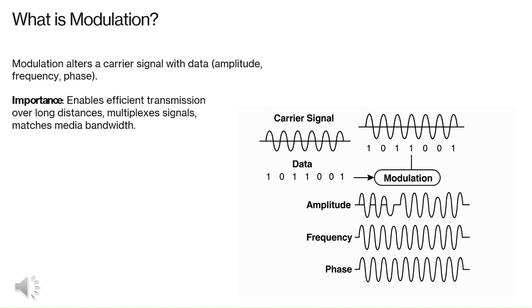This is crucial because baseband signals, raw data, cannot travel far. Modulation also allows multiplexing, matching the media bandwidth and enabling wireless communication. Without it, your phone could not connect to a cell tower 2 kilometers away. That's how modulation works.